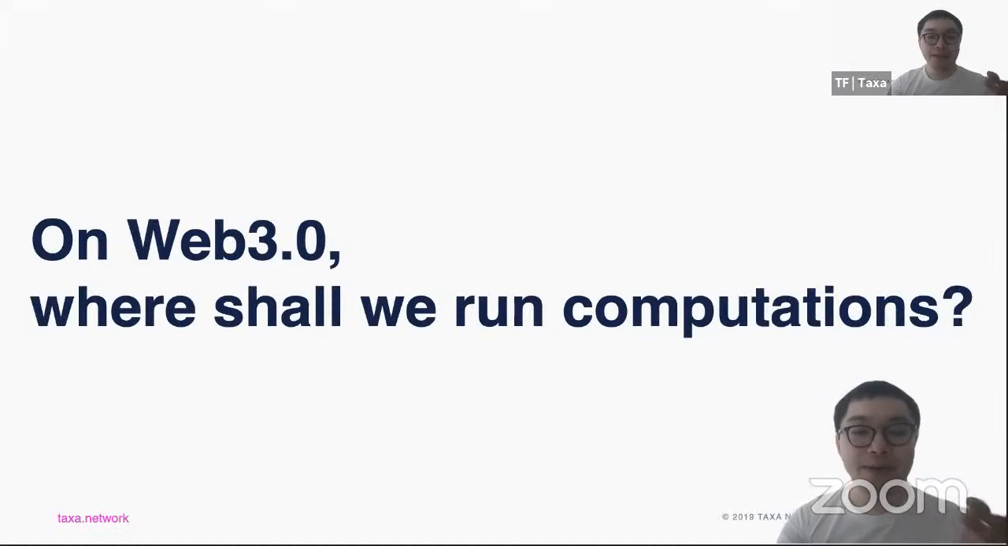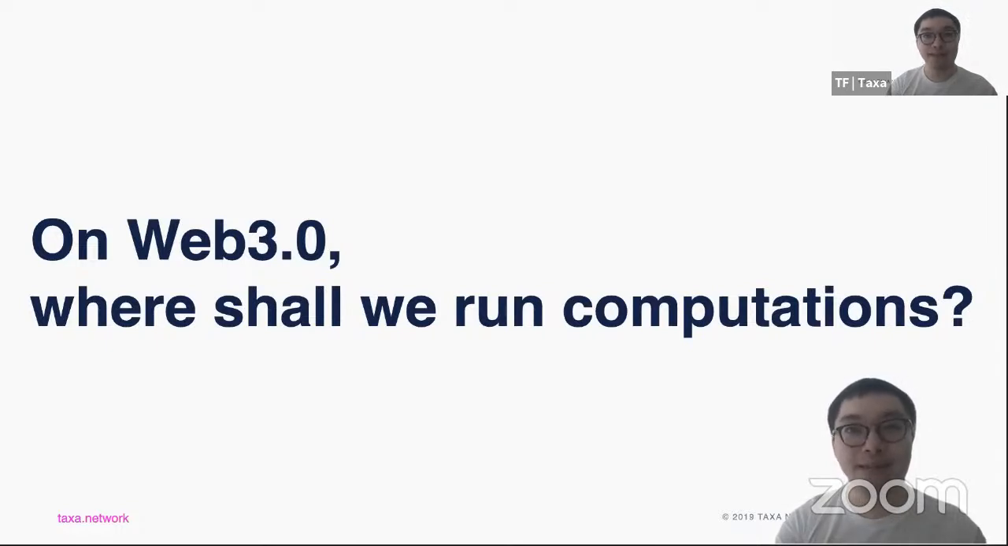And let's begin with a question. Computing and storage are two cornerstones for the future Web3 ecosystem. For the storage part, we already have IPFS, Storj, and Bluzelle. Today, most of the DApps are building their computation, in other words, business logics, based on smart contracts.